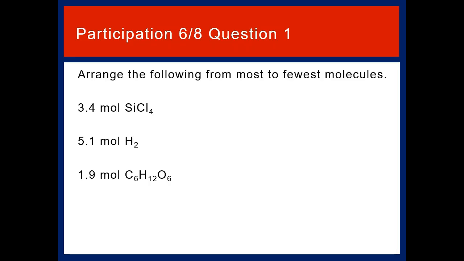Participation 6.8, question 1. Arrange the following from most to fewest molecules. 3.4 moles SiCl4, 5.1 moles H2, and 1.9 moles C6H12O6. This is the first question on participation 6.8 due Monday, June 8th at 11:59 p.m. over on Blackboard. Link to the assignment is right below the links to these videos. Again, arrange the following from most to fewest molecules. It's 3.4 moles silicon tetrachloride, 5.1 moles of hydrogen, and 1.9 moles of glucose.